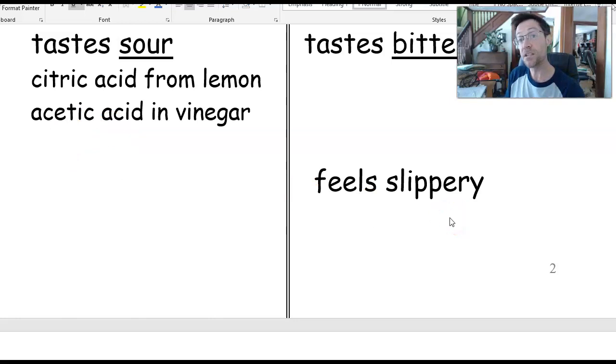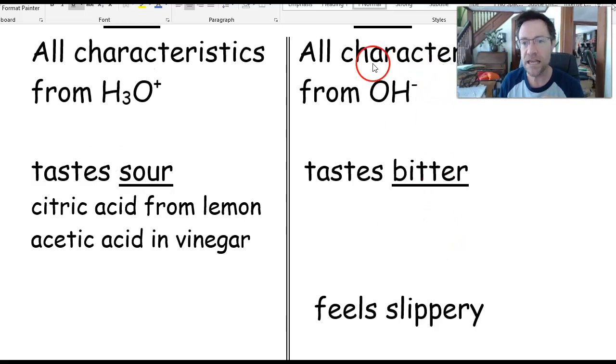However, bases feel slippery. A way you can check that out is if you take some bleach and get it on your fingertips, it'll start to feel really slippery. Now here's the fun part. The reason bases feel slippery is because it is a hydroxide ion, right? Let's come back up here for a minute. See that? The hydroxide is basically half of a water.